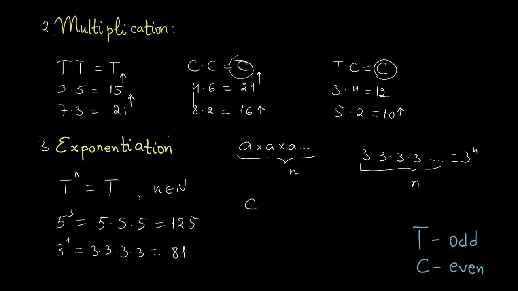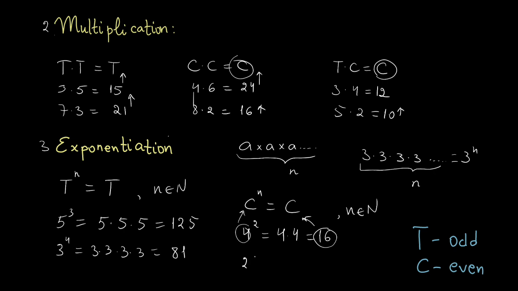When we raise an even number to the nth power, the result will be an even number, where n must be a natural number. Now, for example, 4 to the power of 2 means 4 multiplied by 4, and this equals 16. 4 was an even number and 16 is also an even number. Indeed, this statement is correct.